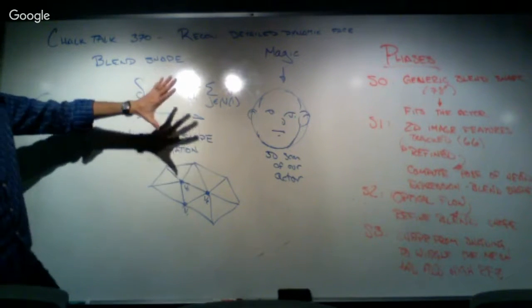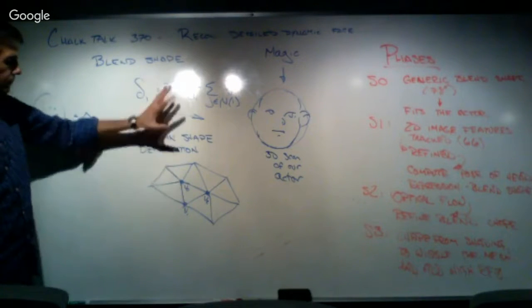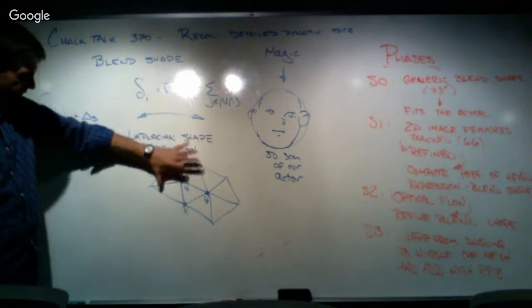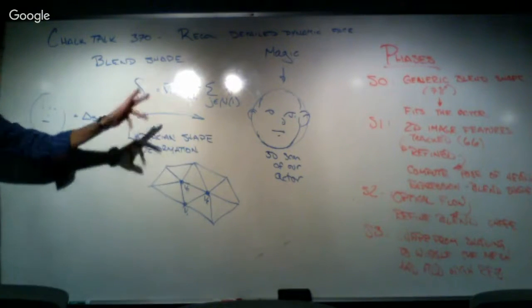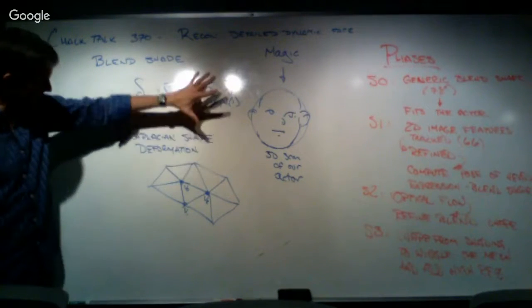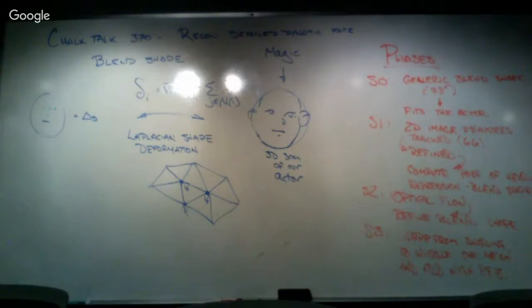And by the way, there are various ways of building a Laplacian. This one does not take into account the area of the triangles and all sorts of stuff. There are other ways of computing these kinds of things, but this is the easiest one. This is the one we'll talk about.